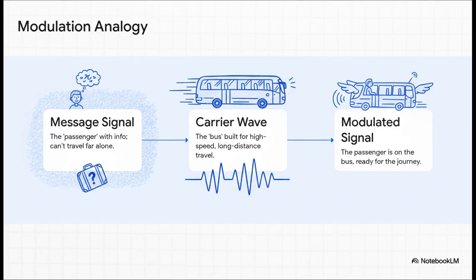Let's break that down. So first, you've got your message signal. That's the passenger. It's got all the important info. Second, you've got a high-frequency carrier wave. That's our high-speed bus. It has no information itself, but man, can it travel. Modulation is just the simple act of putting the passenger onto the bus. The final modulated signal now has the brains of the passenger and the speed of the bus.